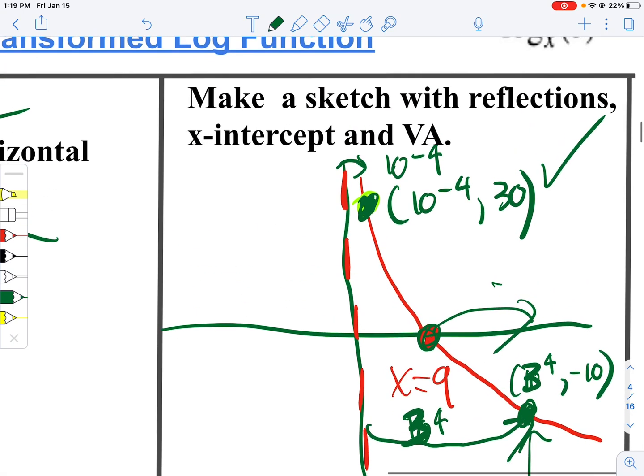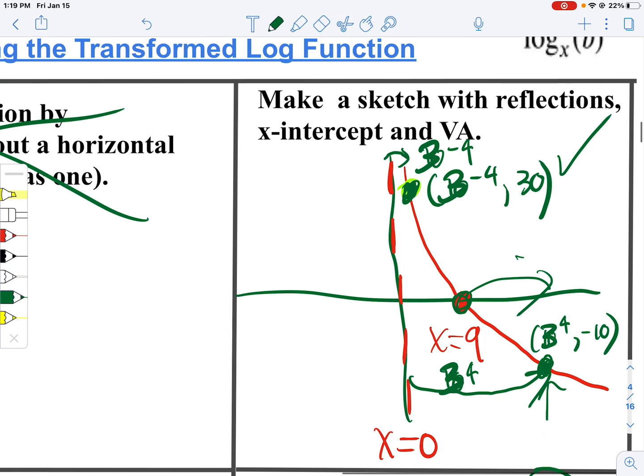Oh, Mr. Long, Mr. Long, Mr. Long. That should have been 3, and that should have been 3 as well. We're working with base 3. My apologies. Okay, so I now have my test points done. I have my x-intercept done. I have my vertical asymptote done. And I've got my end behavior.